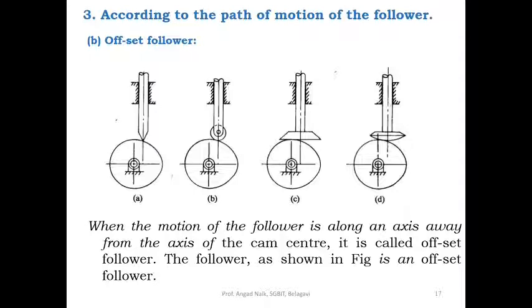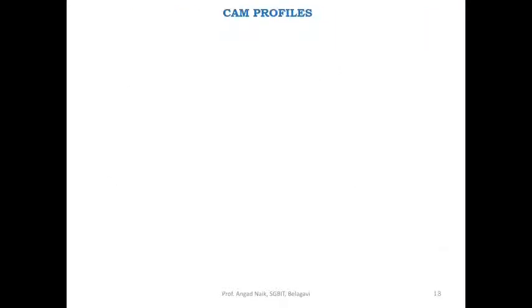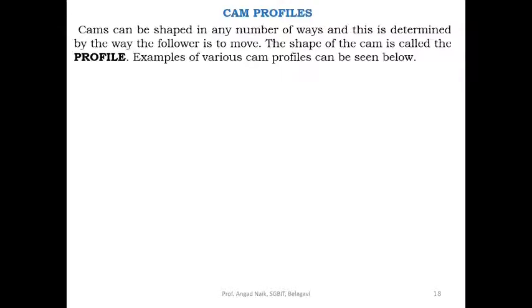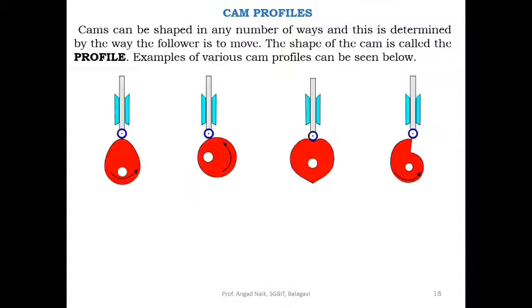So let us now have a look at cam profiles. Cams can be shaped in any number of ways, and this is determined by the way the follower is to move. So based on the type of follower motion, the type of cam is selected. The shape of the cam is called the profile. There are various examples of cam profile like this, and each one is named according to the shape. Let us see one by one.